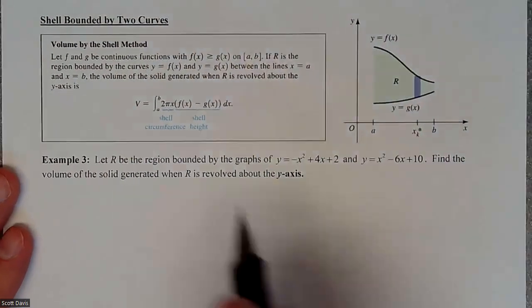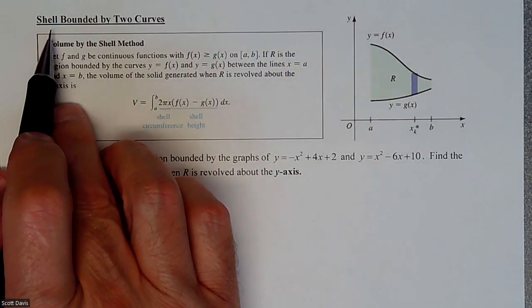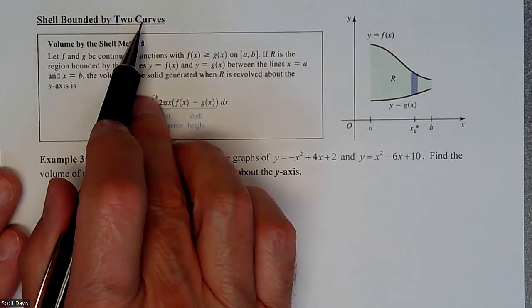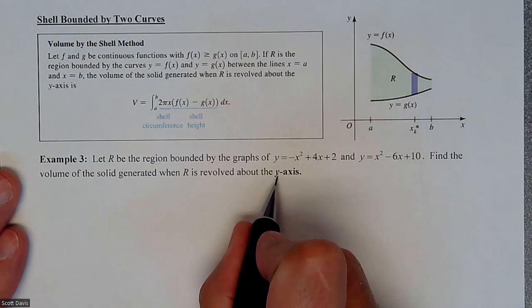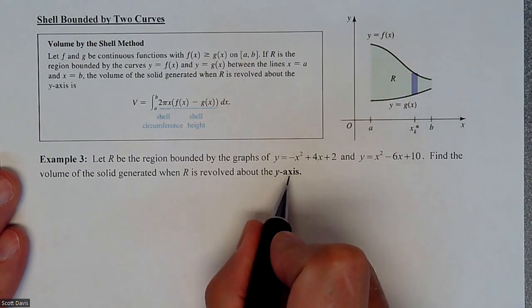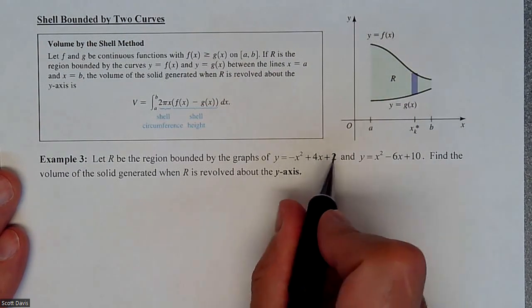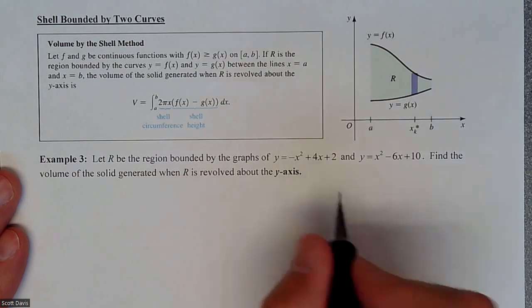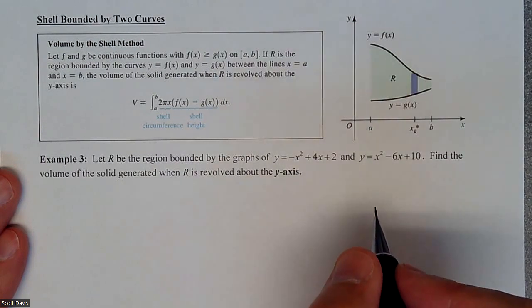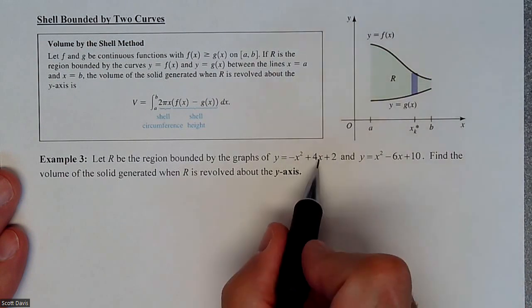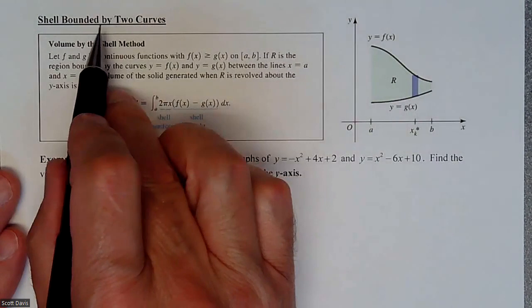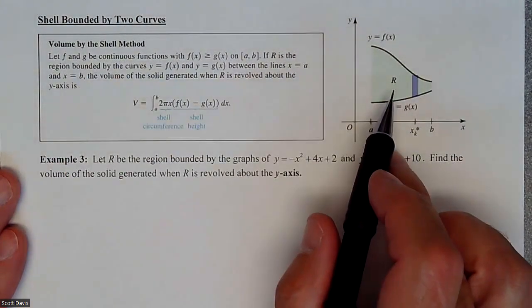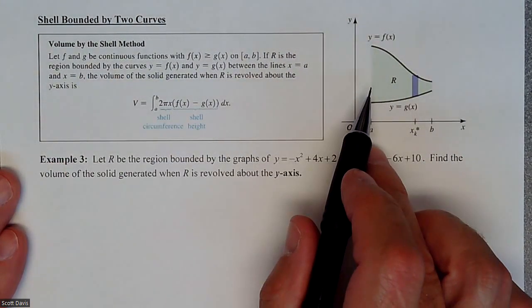In this example, we are going to be talking about a shell. We're going to use a shell method, but it's going to be bounded by two curves. So remember, if we're doing a shell method, it's usually because we are rotating around a y-axis, and we don't want to change things into terms of y's. It doesn't really allow us to, and so we have to leave it. But what's different in this situation is we're going to be finding a volume between two curves that's going to be rotated around a y-axis.